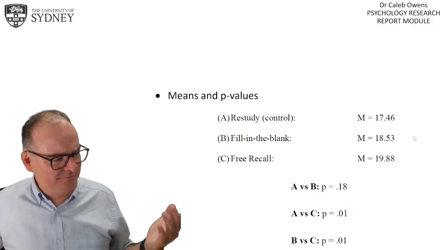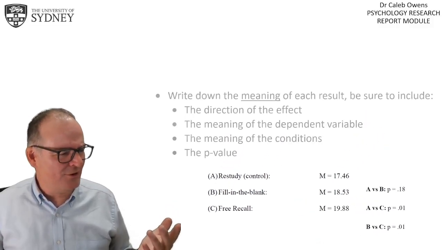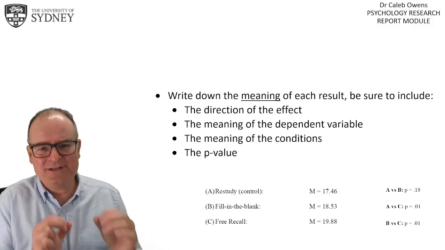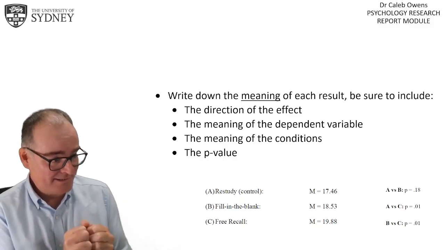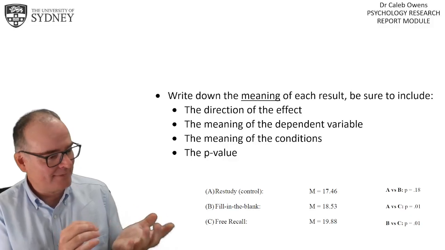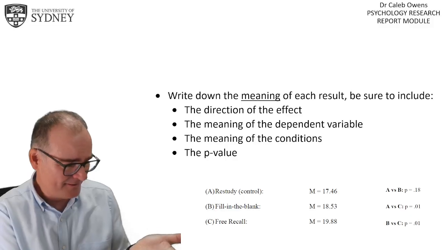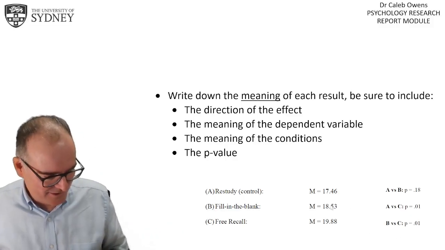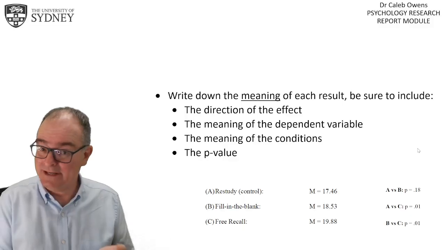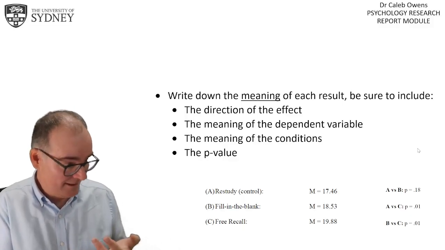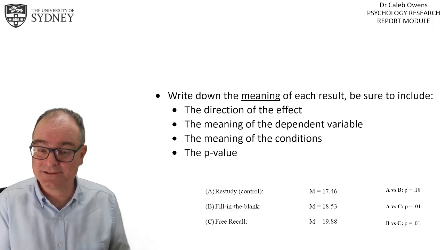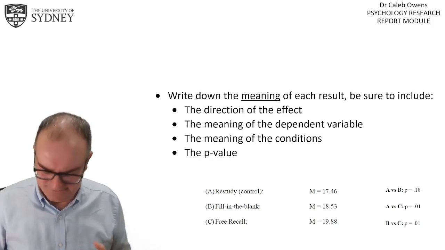So this is usually what you've got to work with, but there's got to be more. And what you need to add to this is your understanding of what's actually occurring in terms of the direction of the effect. I mean, the direction, yeah, you can just look at the means to see the direction, but the meaning of the dependent variable, well, that's not here anywhere. The meaning of the conditions, you've got to integrate all this information.